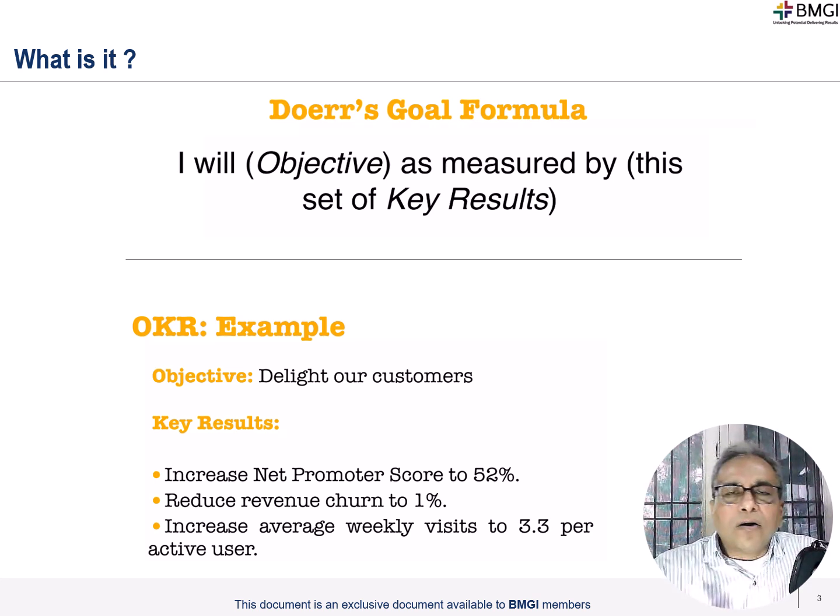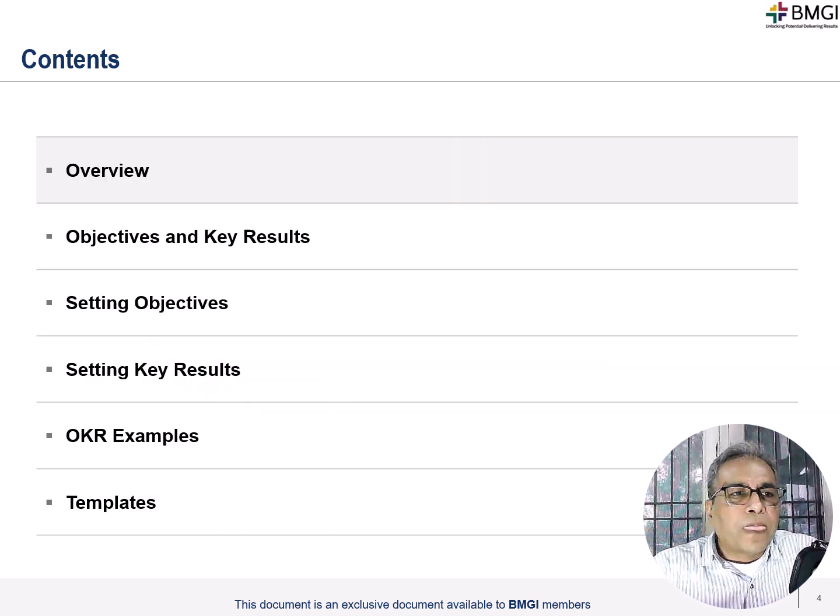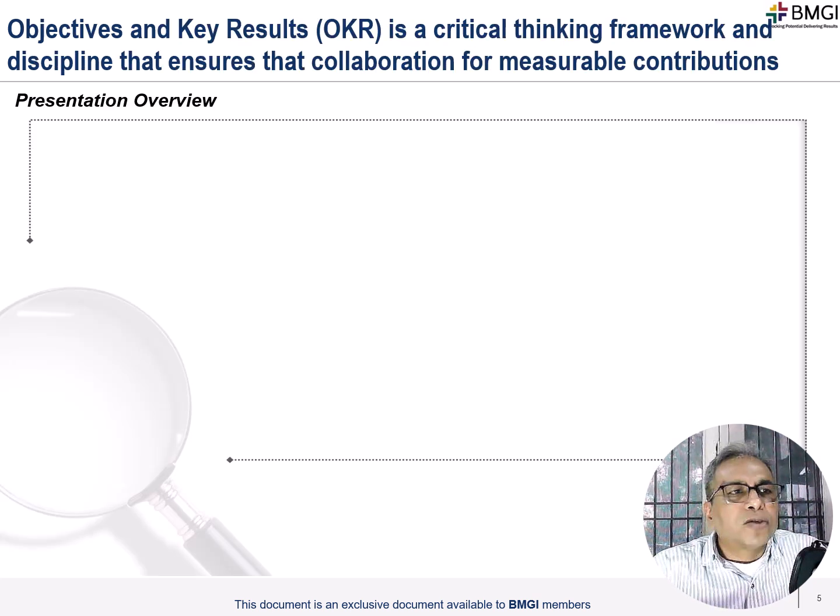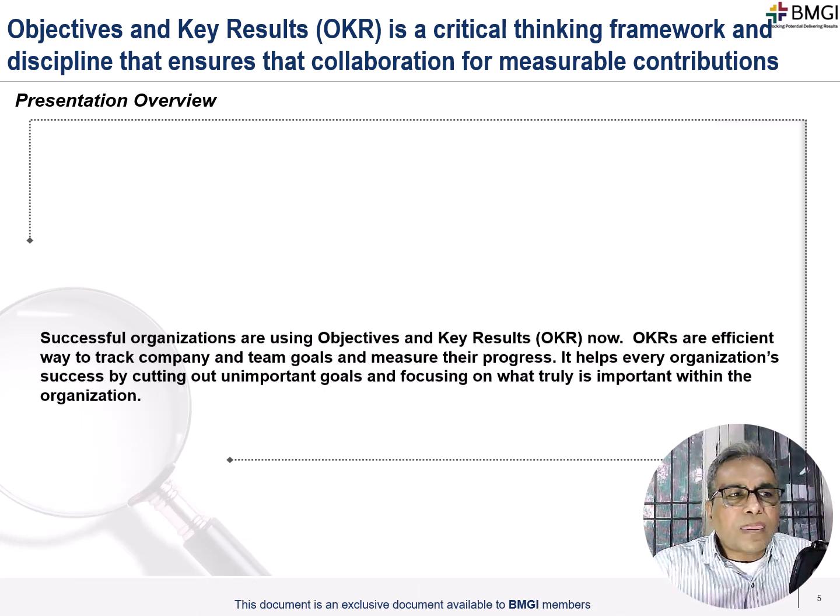Okay, so setting the context, we will move on to the next module, which is an overview of this. Objectives and key results is a critical thinking framework and discipline that ensures the collaboration of measurable contributions. Essentially, it's a collaborative tool. It aligns, and it's a top-down approach to make sure all people working in the organization are aligned to the bigger purpose.